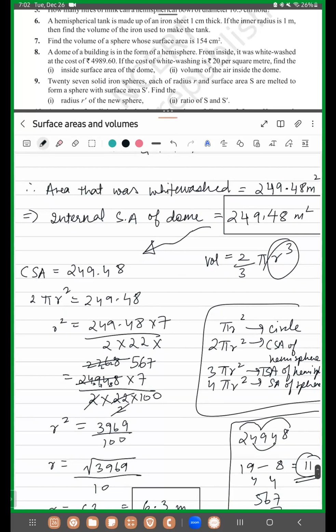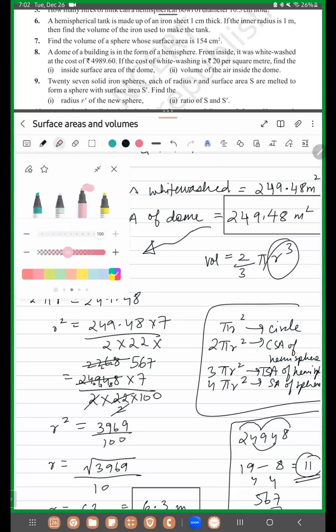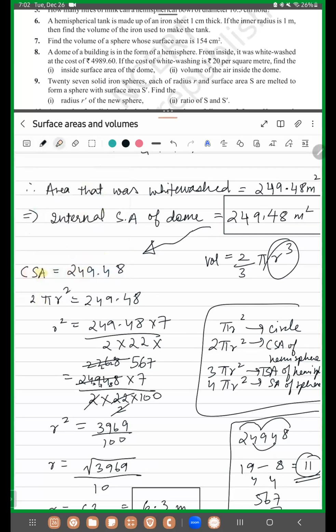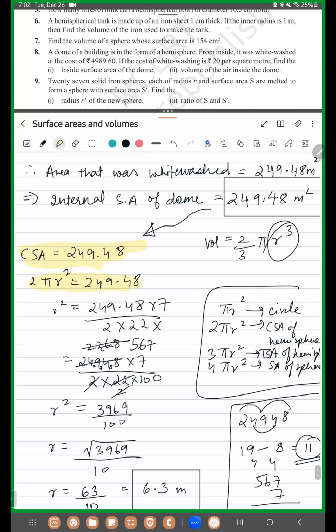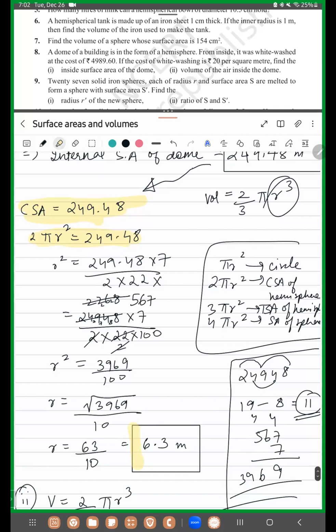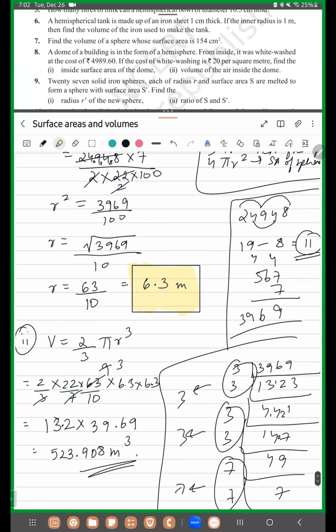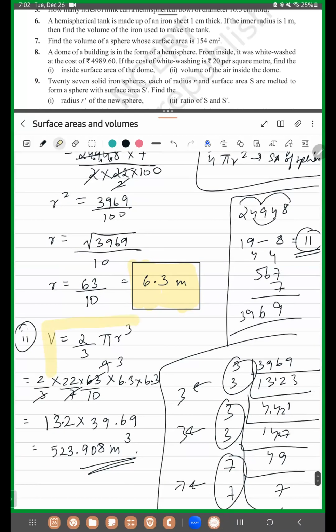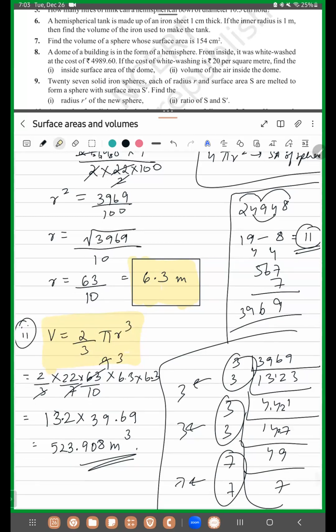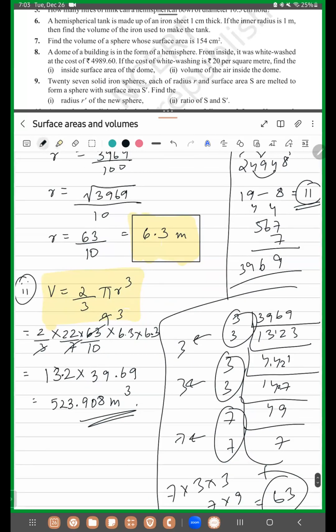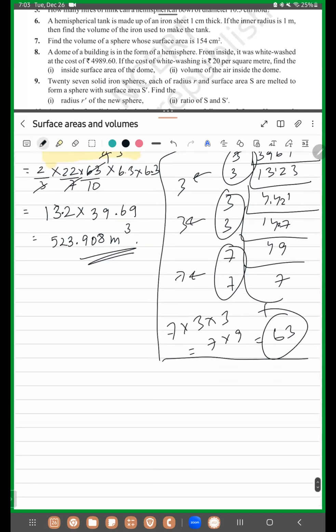From there, we applied the formula of surface area and found out the value of r. R came out to be this much. Now from here we found out the volume by again using the formula of hemisphere. So that's the 8th question.